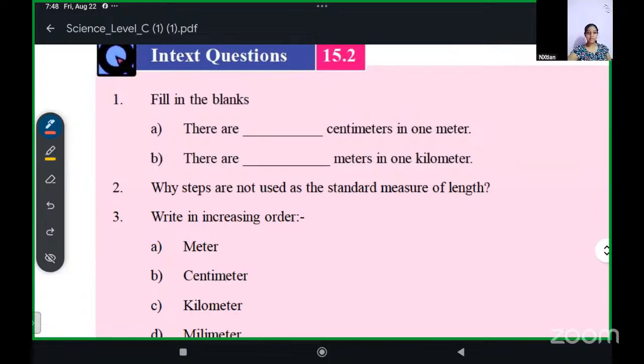Okay. I'm saying, Emma, how many centimeters are there in 1 meter? Ma'am, 100. Yes, 100. Good. 100 centimeters, and 1000 meters in 1 kilometer.